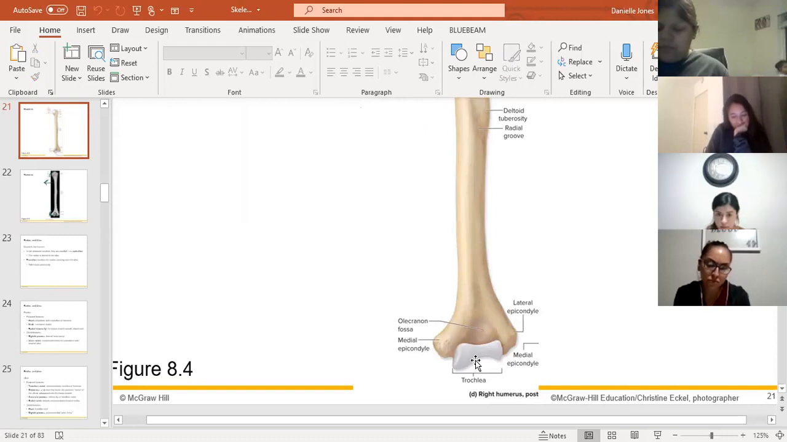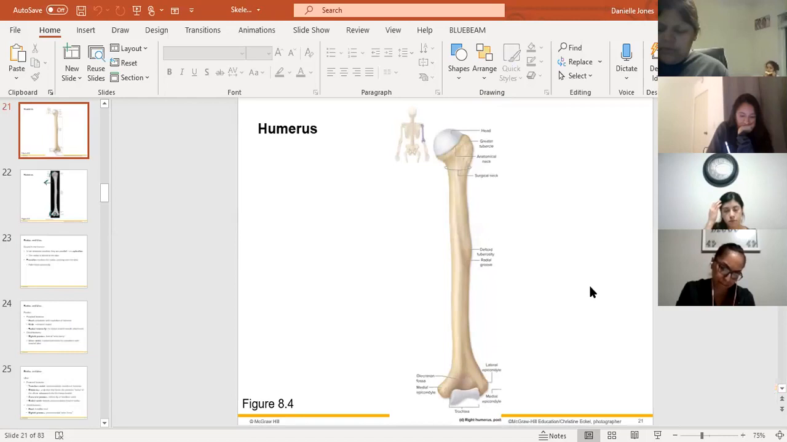Remember how we had the coronoid fossa on the other side and it was really small? Here's the olecranon fossa, massive. It's big right here, big old sucker right there. You will see why it needs to be much larger than the coronoid fossa. Okay, if this is a posterior view, what side is this, right or left?